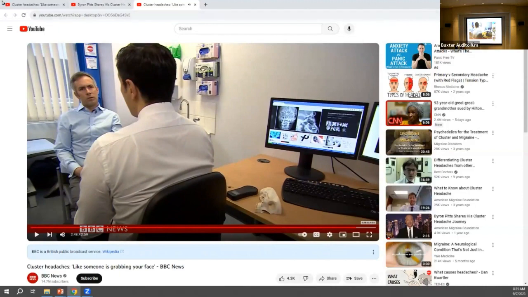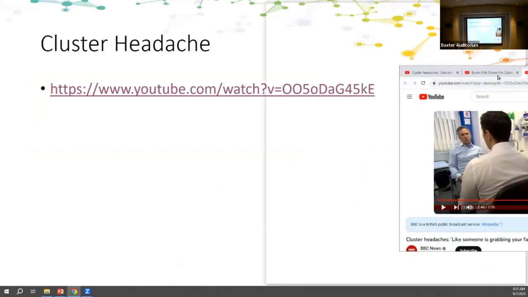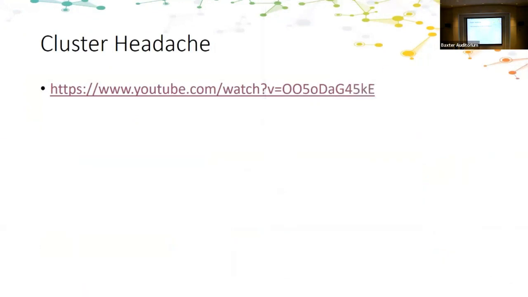So I wanted to include that, one, to just kind of show you what a patient looks like during an attack, two, just to mention again the posterior hypothalamus and the circannual and seasonal periodicity of cluster headache.